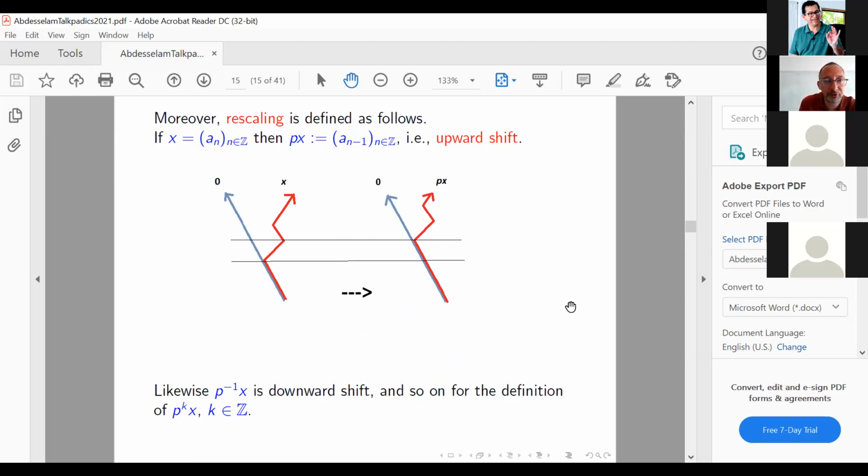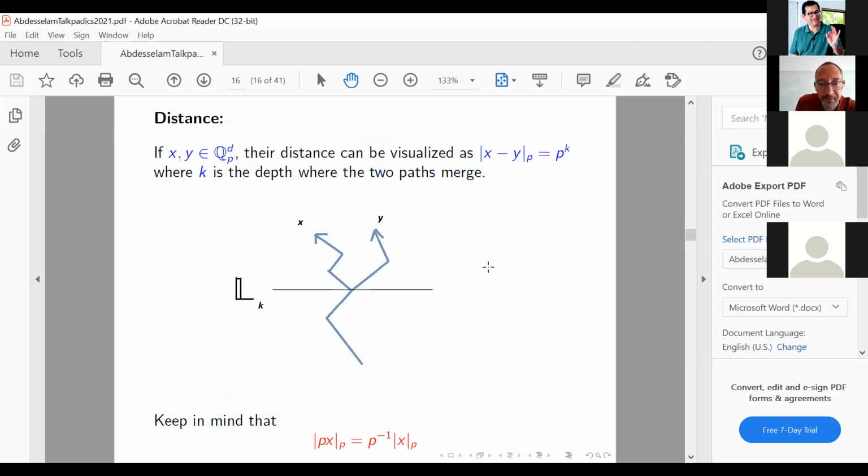Just to remind you how you rescale: when you multiply by p, things become smaller. In the picture, that means taking a path and shifting it up by one unit. Likewise if you divide by p. The distance, which is perhaps more important: you have two points in Q_p^d at the boundary at infinity. How can you see what the distance is using the tree? It's very easy. The two paths, if you go down, at some point have to merge. They merge at a certain layer L^k, and then by decree, the distance is p^k.